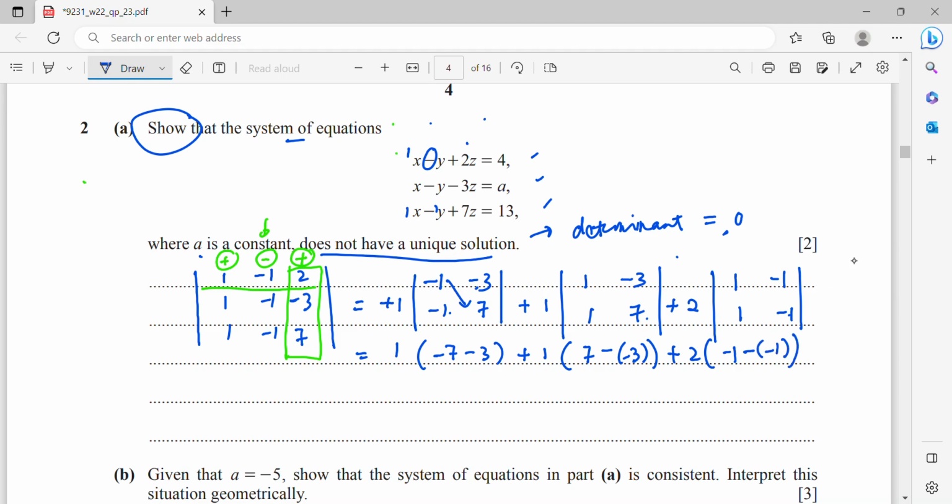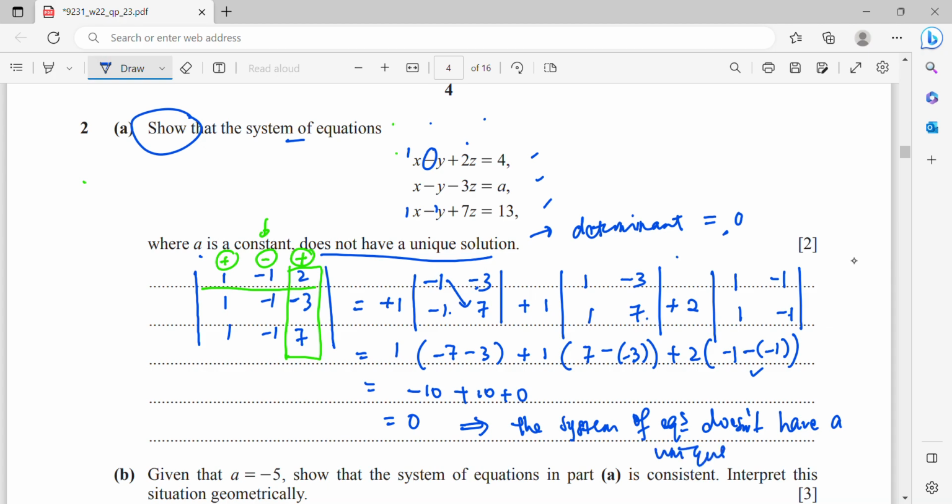So now from here, you will get minus 10, because minus 10 times 1 is still minus 10. Then the second bracket is basically plus 10. And then the last bracket here, minus 1 plus 1, will be 0. That's why you get determinant equals to 0. So now you just write, since the determinant equals to 0, which means the system of equations does not have a unique solution.